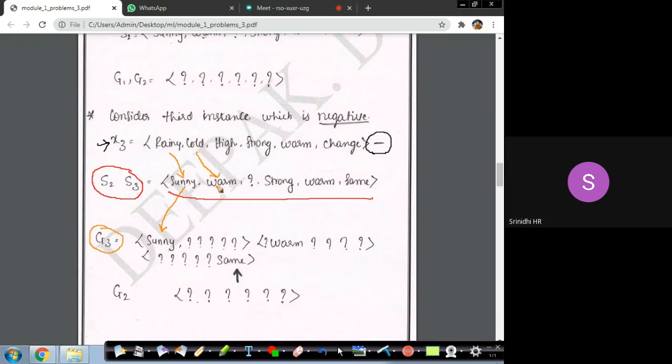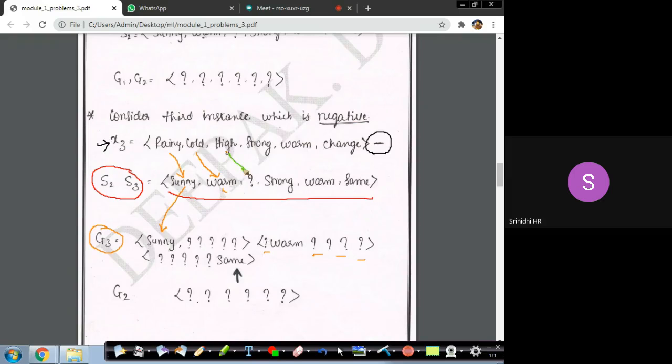Here I'm having cold and warm. It is not the same. So my first attribute, except warm, all the attributes can be generalized. This is the meaning. Let's go with the third example, third attribute.